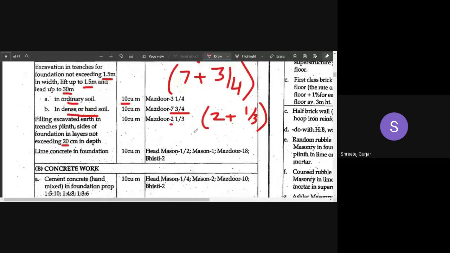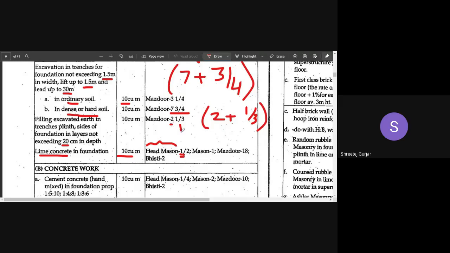Coming to lime concrete, you can see for 10 cubic meters, you require one head mason. Head mason is nothing but a supervisor. He is above your mason. He checks and he supervises. He also works, and he also supervises. Because lime concrete is there, one has to supervise that particular work. So supervision is required. Hence, you require half day of head mason.